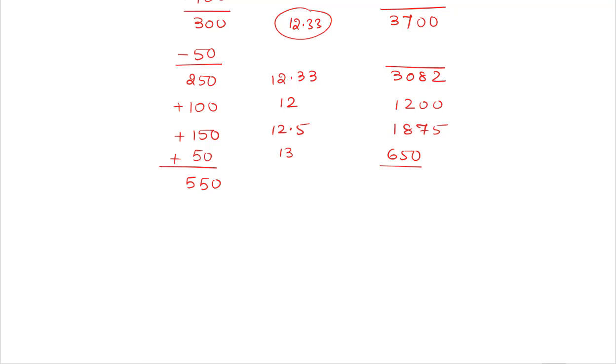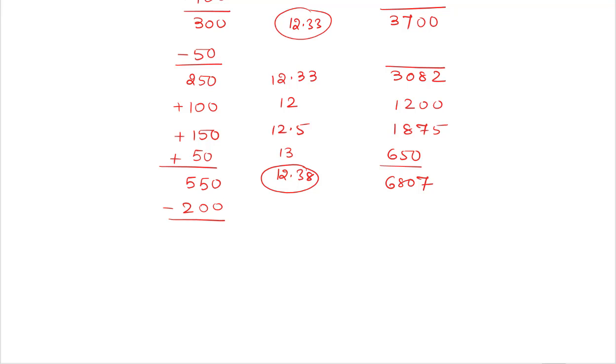Total this: 3082 plus 1200 plus 1875 plus 650, 6807. Balancing over here, average 12.38. From this we can issue what? From this we can issue 200 units.